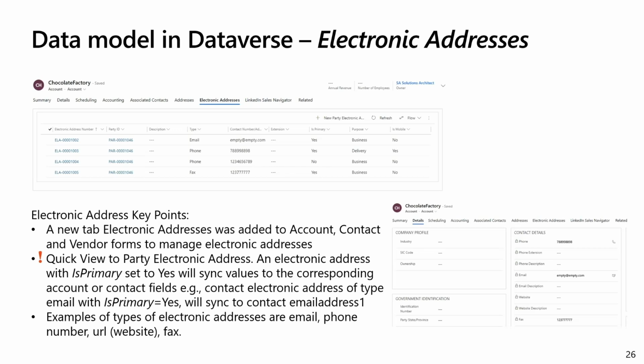We can add as many electronic addresses as needed by using the button New Party Electronic Address that's available above the grid. We'll be able to see in action the creation of postal addresses and electronic addresses in the demo portion of the TechTalk. This concludes for now the presentation of the data model in Dataverse after installing the party model and global address book solutions. Thank you.